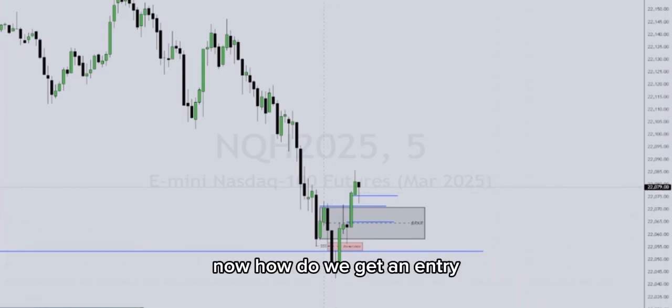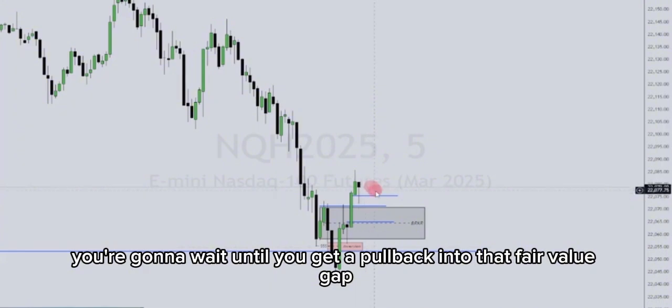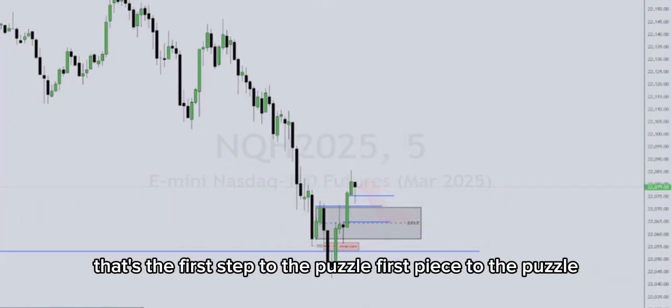Okay. Now, how do we get an entry? Well, you're going to wait until you get a pullback into that fair value gap. That's the first step to the puzzle, first piece to the puzzle.